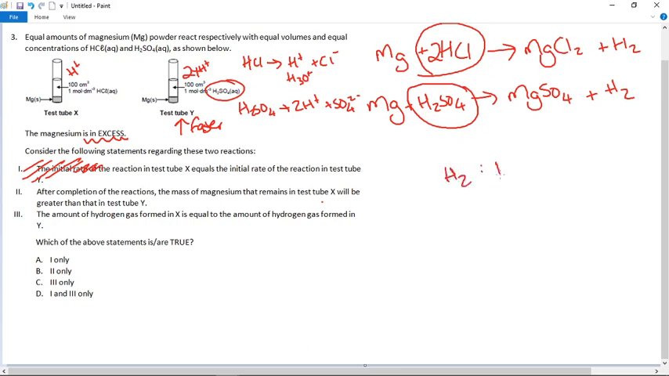ratio, hydrogen to HCl, this is 2 is to 1. But if we look at the ratio of hydrogen to sulfuric acid, this ratio is 1 is to 1. So this last one is not going to be true. 3 is not going to be true. Let's go back to 2 again.